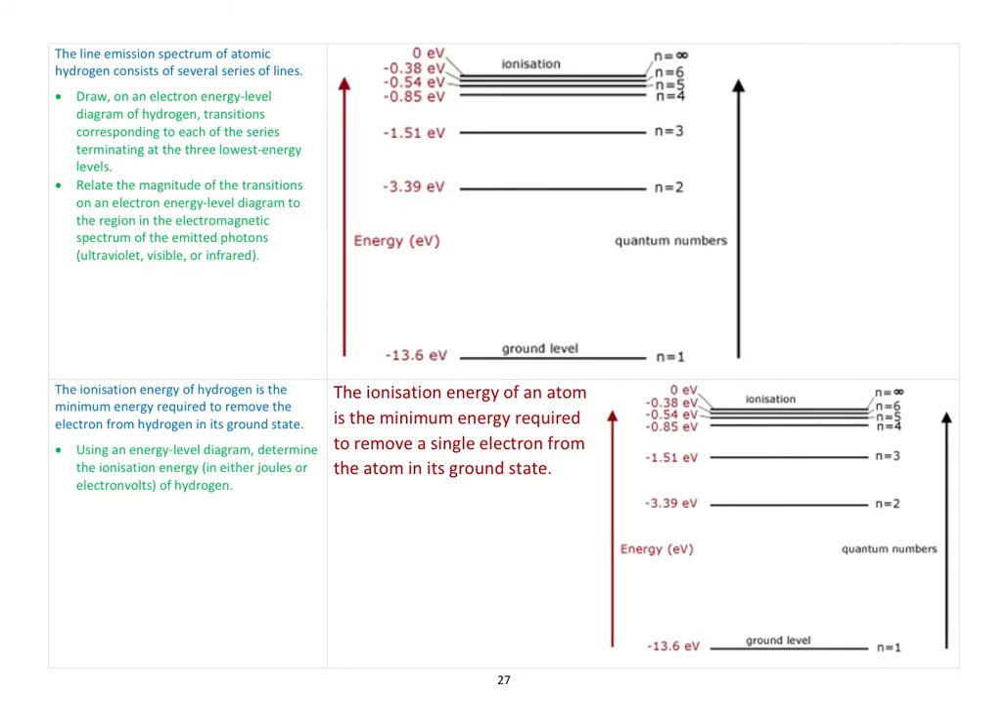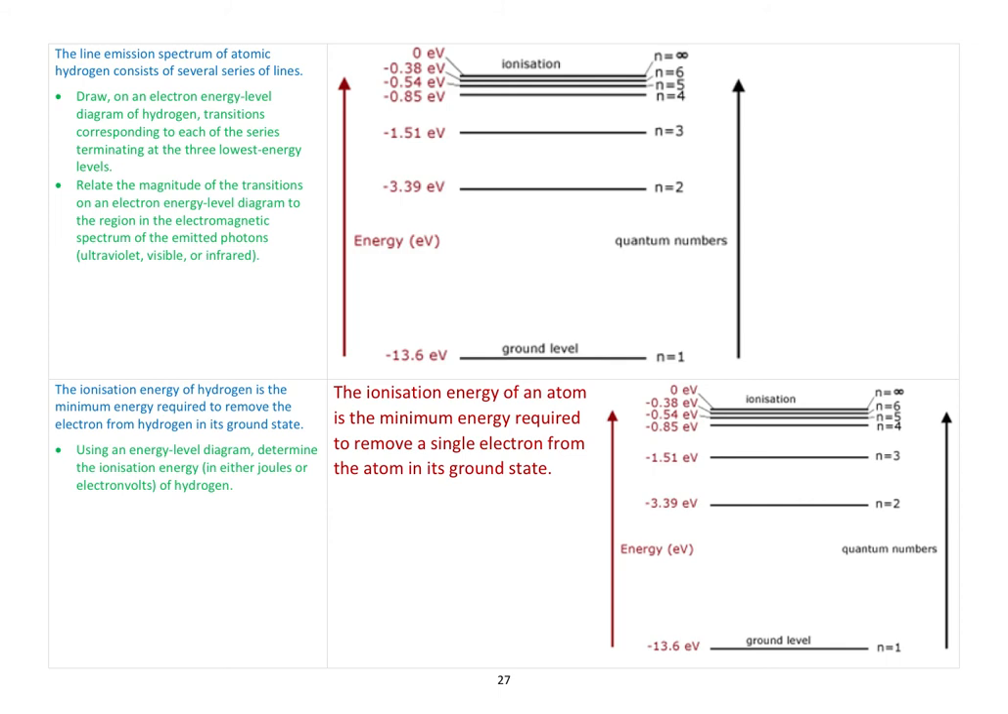So the only real atom we need to know in any detail is hydrogen. The energy level diagram I have been using so far in these slides is the energy level diagram for hydrogen. Now, what you need to be able to do, and this is quite straightforward, is draw on an electron energy level diagram of hydrogen transitions corresponding to each of the series terminating at the lowest 3 energy levels. So what are those 3 series?